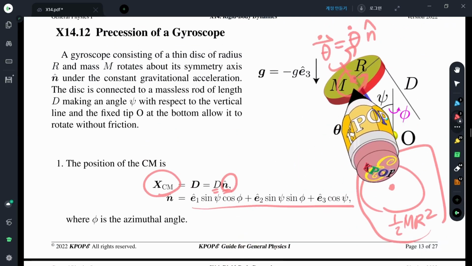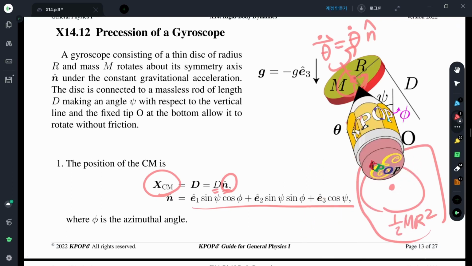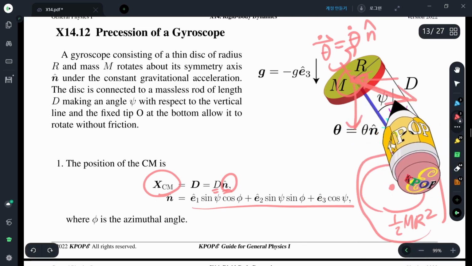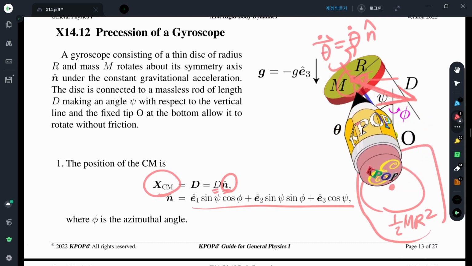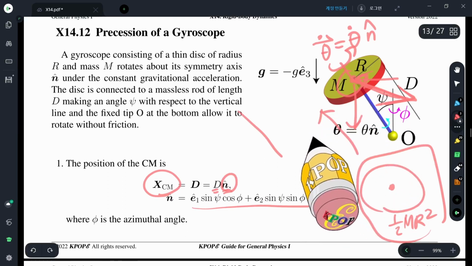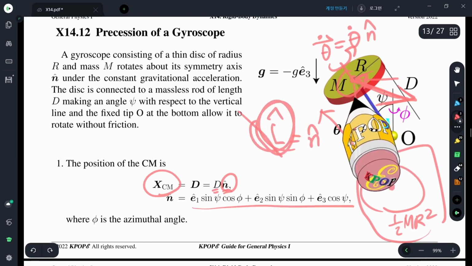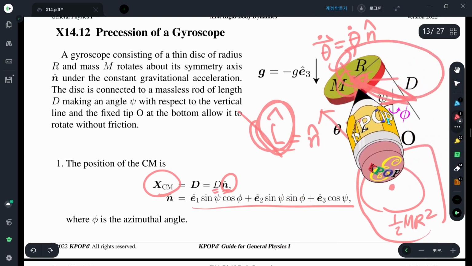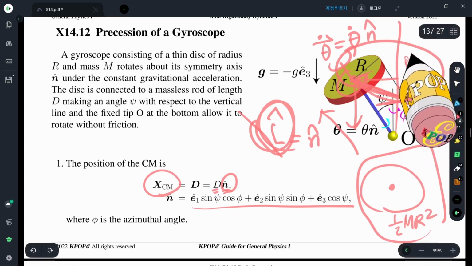And here, gravitational force is applied in here. Lever arm vector is here. So in this direction, there's a torque. The torque makes the direction, the direction along the rod and head is the direction of the angular momentum. Angular momentum changes along this direction. That makes this gyroscope rotate about the z-axis. I already told you this is called the precession.